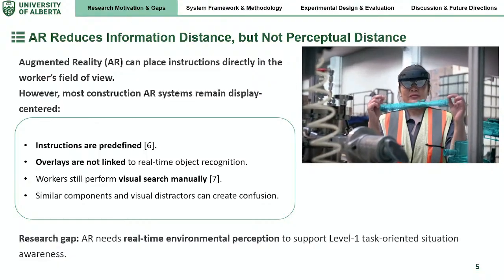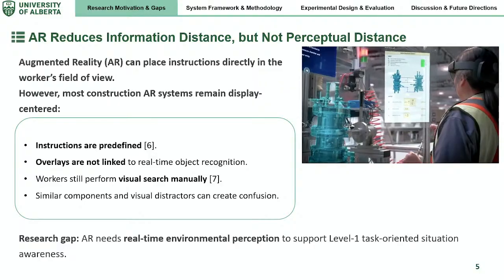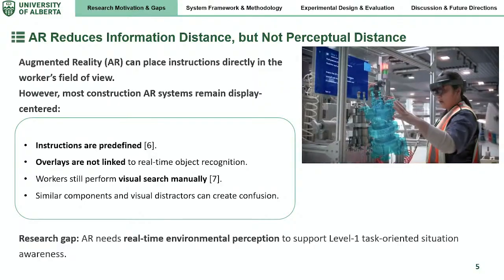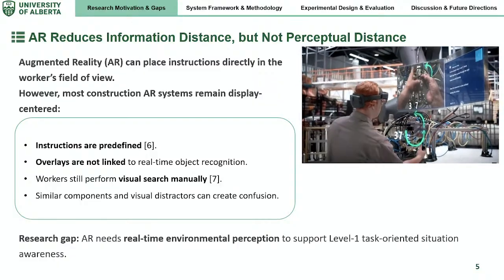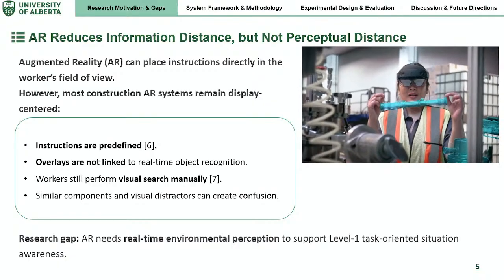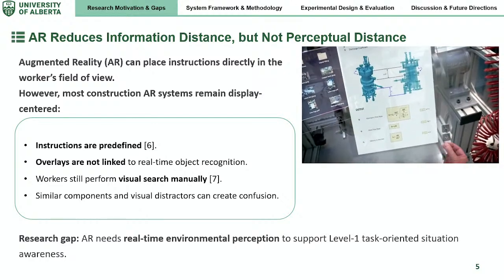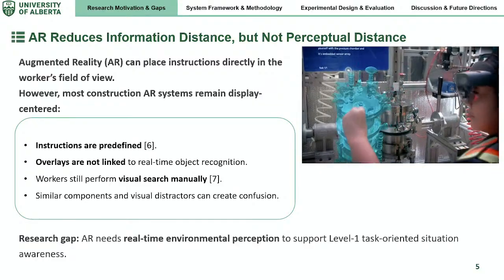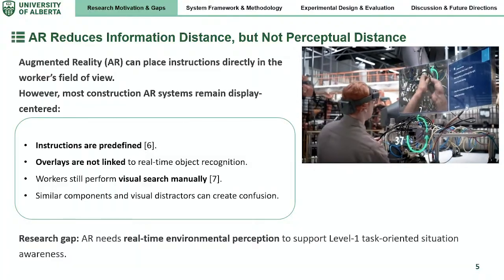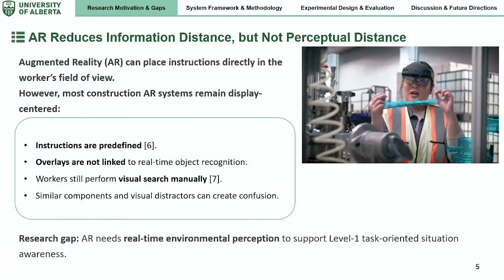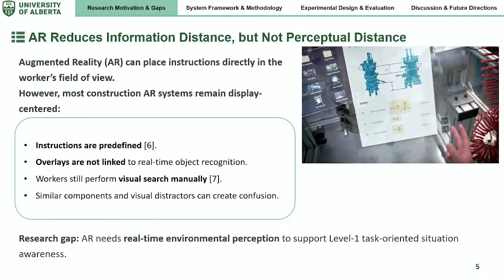So we think augmented reality could be one of the solutions to this problem. It can provide instructions directly in the worker's field of view. However, most construction AR systems remain display-centered, which means the instructions are predefined. They cannot respond to the current situation of the workers, and workers still need to perform visual search manually. Similar components and visual distractors can create confusion. So we identified the research gap: AR needs real-time environment perception to support Level 1, which is task-oriented situation awareness.